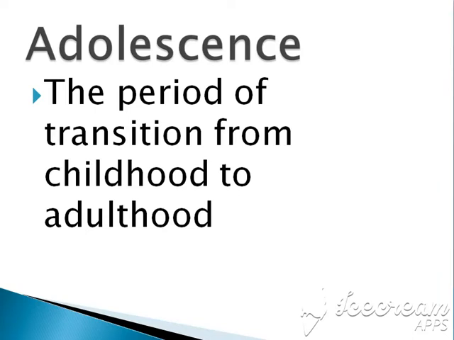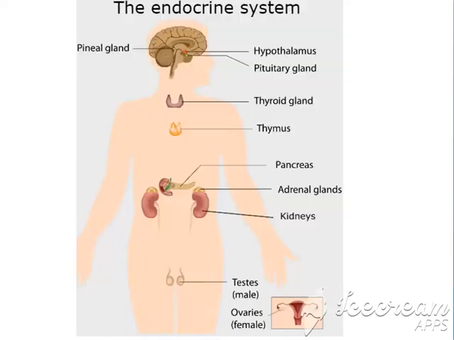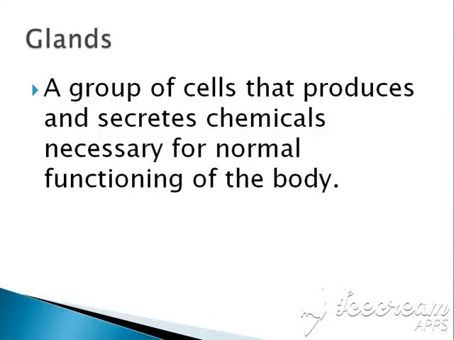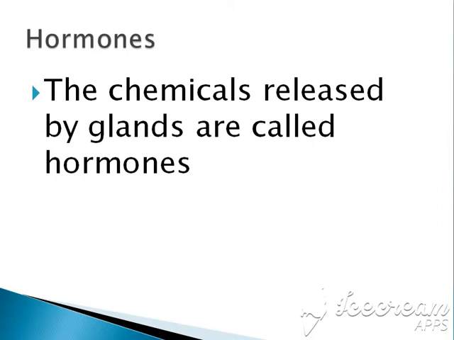These changes in the body are regulated by a system called endocrine system. Endocrine system consists of glands. So what are glands? Glands are a group of cells that produces and secretes chemicals necessary for normal functioning of the body. And what do they secrete? They secrete the chemical called hormones. So the endocrine glands secrete hormones.